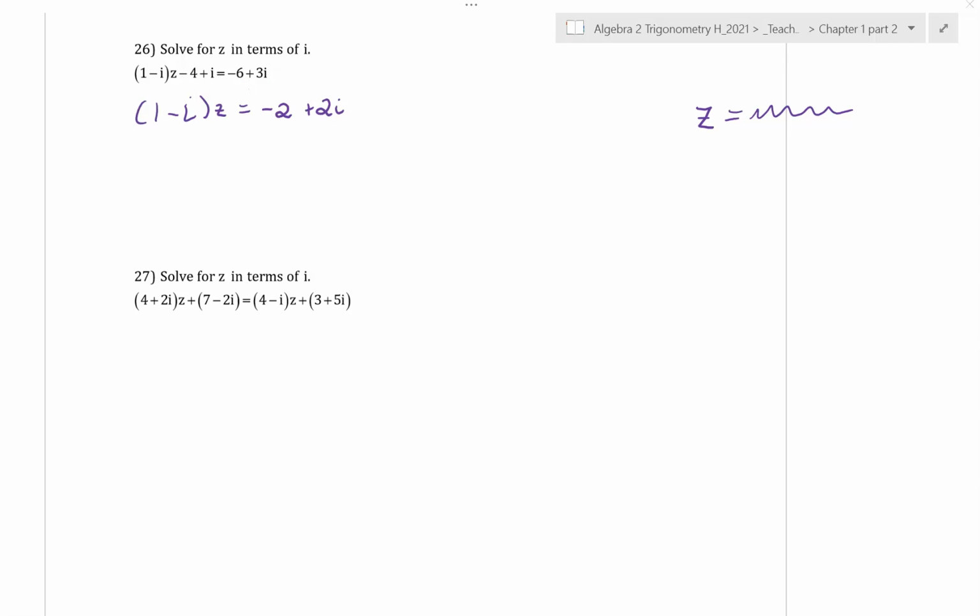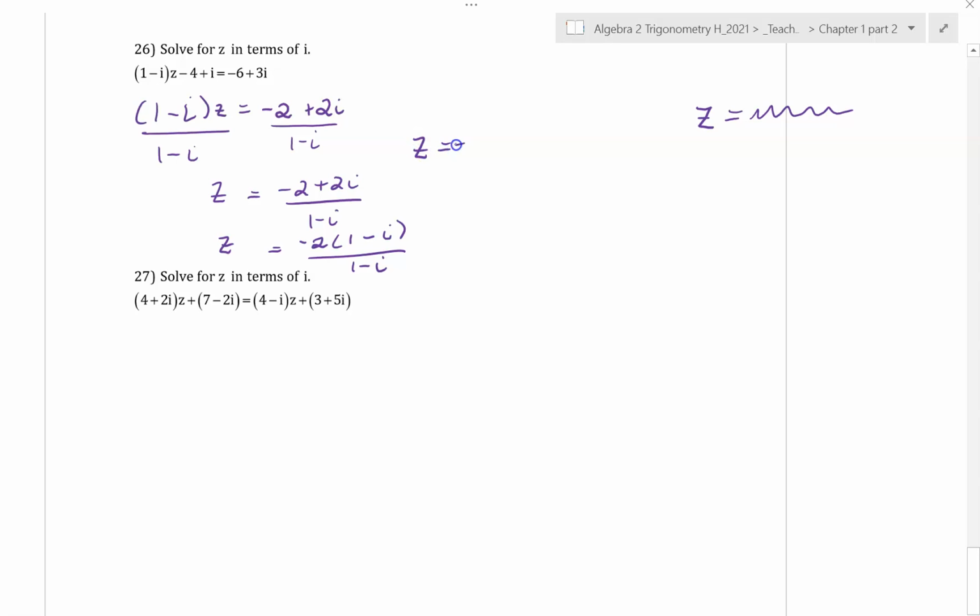Okay, so do you see how to get the z all by itself, to isolate the z, you'll have to divide by the quantity 1 minus i. So you end up with z equals negative 2 plus 2i divided by 1 minus i. So go ahead and factor out a negative 2. All right, so now the 1 minus i's cancel, and z is negative 2.